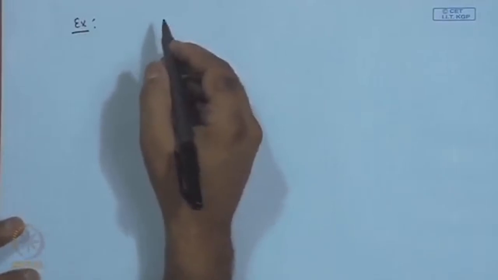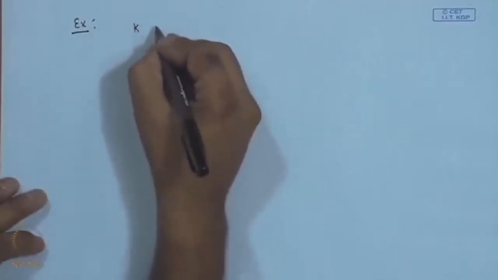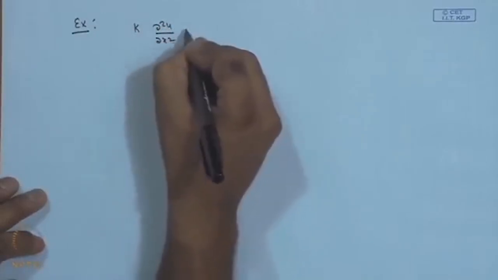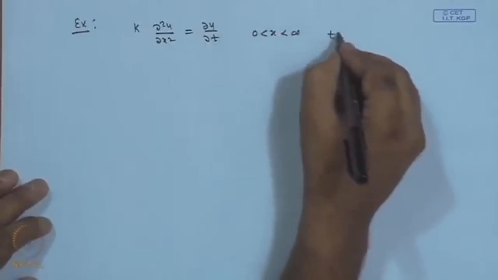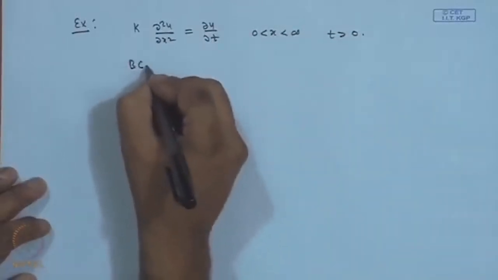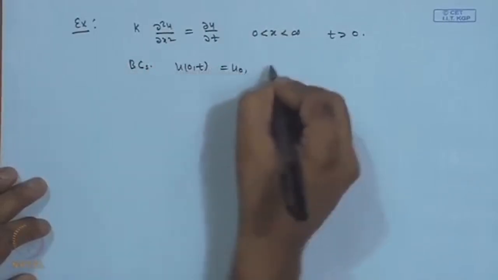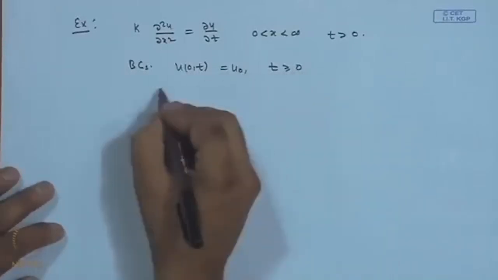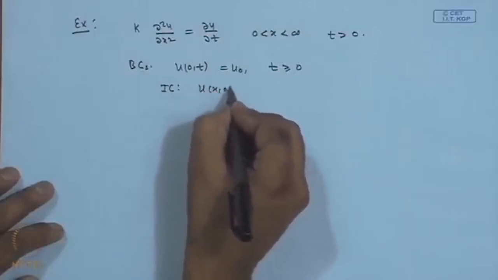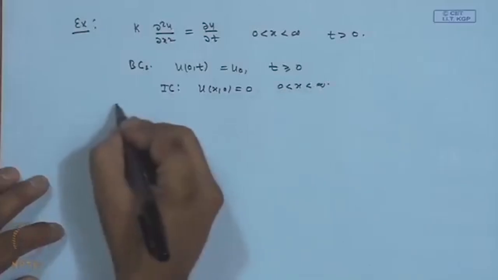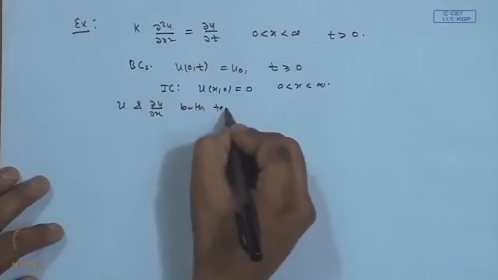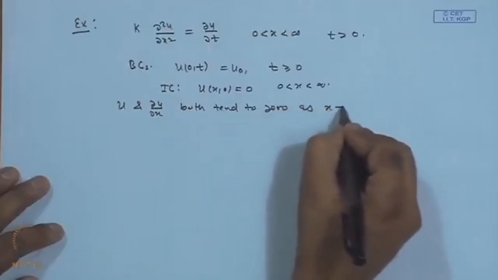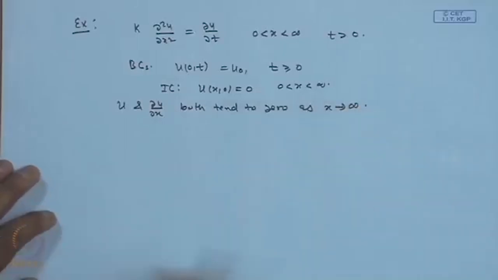Okay, so now we take another problem where we will apply the Fourier sine or cosine transform. We have the problem k del 2 u over del x square is equal to del u over del t, where x is between 0 and infinity, and t is positive. The boundary condition is given: u(0, t) is u0 for t greater than or equal to 0, and the initial condition is u(x, 0) is 0. Also, del u over del x and u both tend to 0 as x approaches infinity.